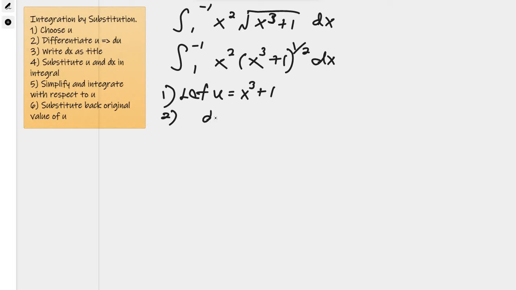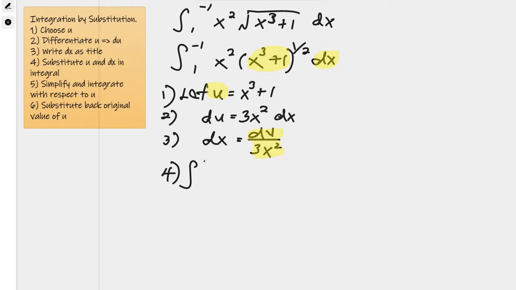Second step, by now you should know the steps one by one already. Third step, you rewrite dx as the title, so you will get du over 3x squared. And the next step, you substitute u and dx. Okay, u inside here, dx, you substitute with this value. So you will get, next step, you want to integrate again from -1 to 1.